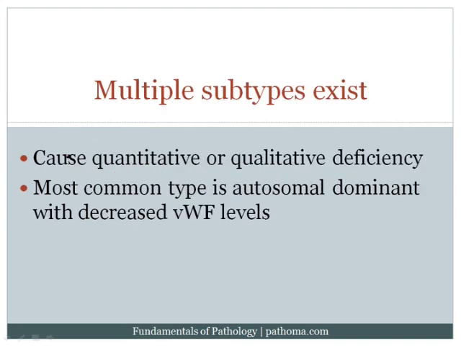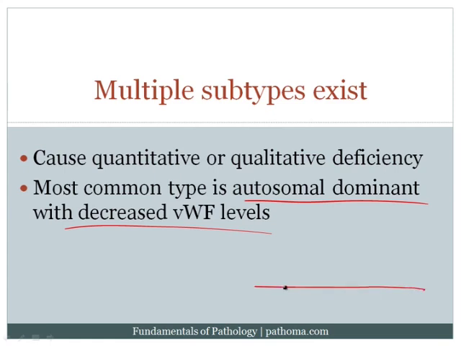Multiple subtypes exist. We're not going to go into that level of detail here, but we can have qualitative or quantitative defects with von Willebrand's factor. We're only going to talk about the most common type. In the most common type, which is autosomal dominant, you get decreased levels of von Willebrand's factor. Now, decreased levels of von Willebrand's factor are going to result in a problem with platelet adhesion, correct?